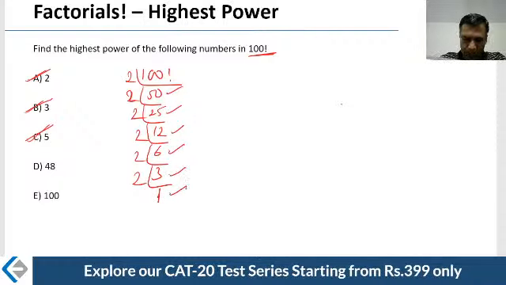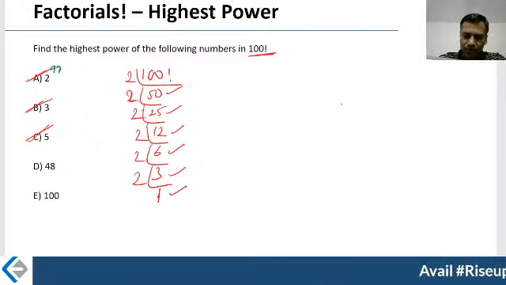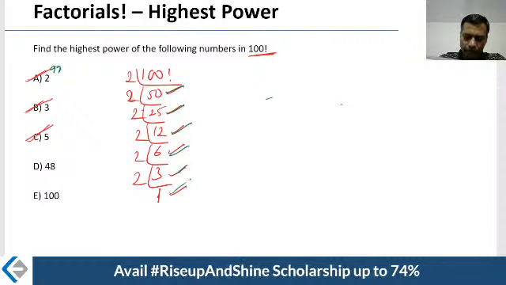Add up these numbers, which becomes 97. Therefore, 2 raised to power what? 97. What is the highest power of 2 which divides 100 factorial? 97 is the answer. The highest power of 2 is 2 raised to power 97, which is the answer. Add up these 50, 25, and so on, so it becomes 97.